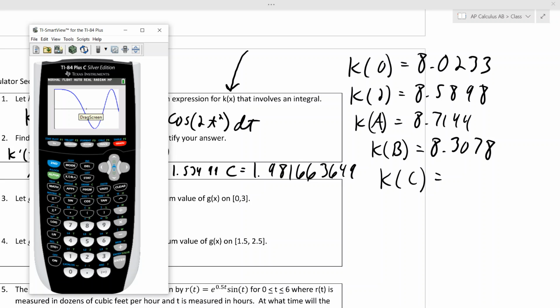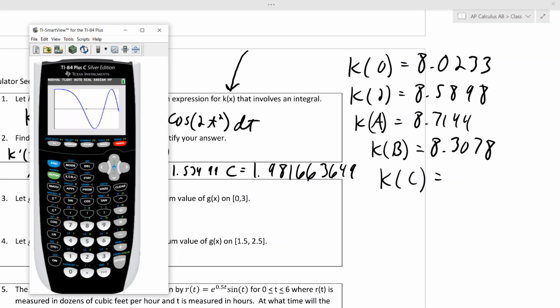All right. And then this negative area here, where it says drag screen for some annoying reason, that's a decrease in k until we get to B. But the area in my negative region here is not as large as the positive area. So it went up more than it went down, is basically what it says. And that's why k of B is only 8.3 and not less than 8.0.